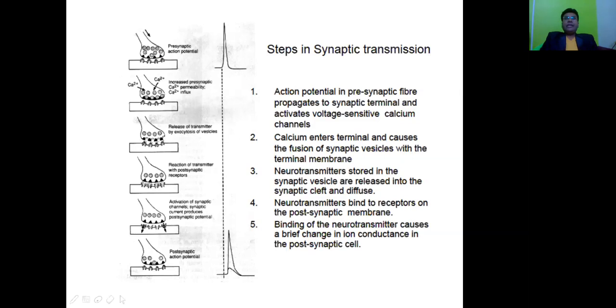Later on, these neurotransmitters bind to the receptors of the synaptic membrane. And after binding of the neurotransmitter, they cause a brief change in ionic conductance in the postsynaptic cell. So these are the various steps which are involved right from the generation of potential to the binding to the synaptic membrane.